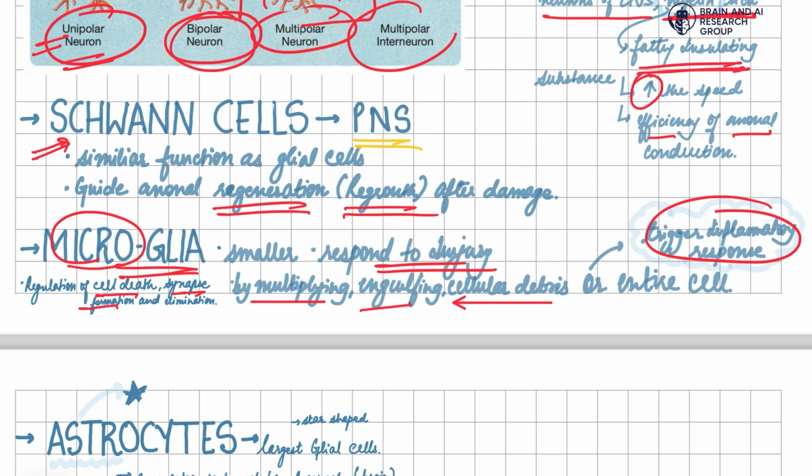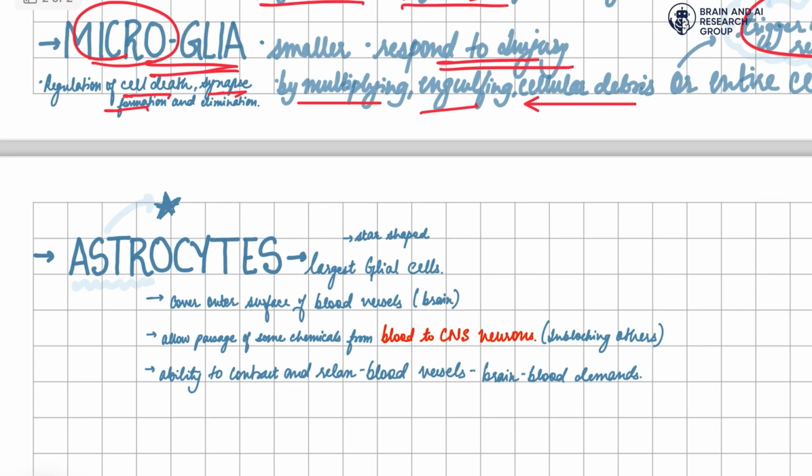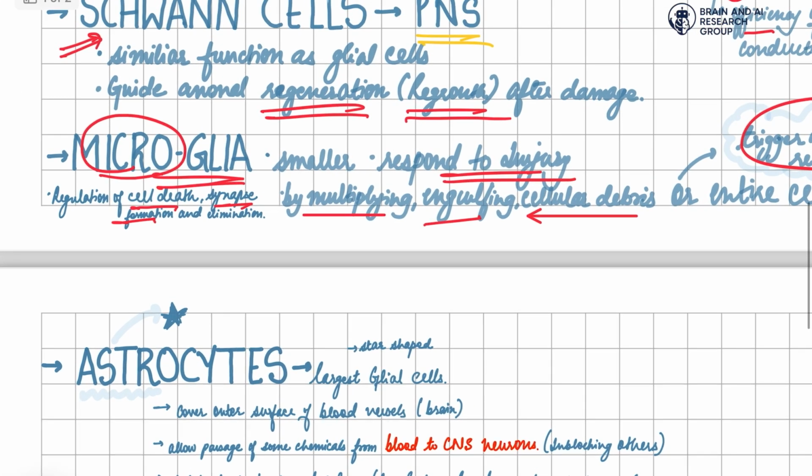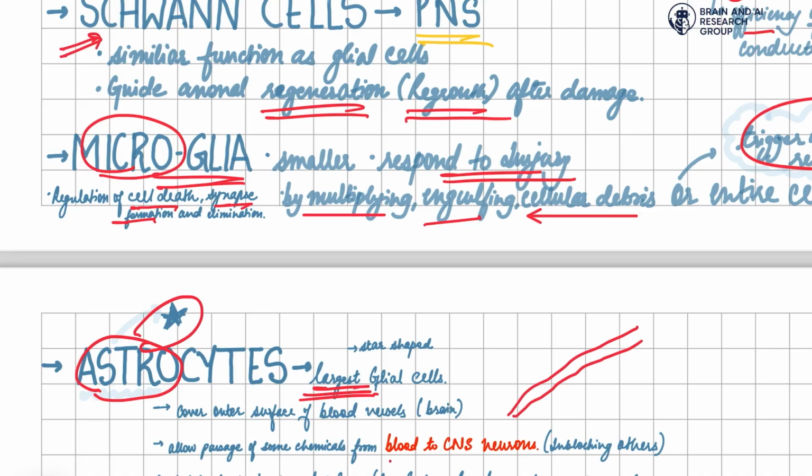Then we have the third type of glial cells, your astrocytes. Astrocytes are the largest glial cells. They are named after their shape: astro means star. They are basically shaped like a star and hence they are named astrocytes. They cover the outer surface of your blood vessels which go towards the brain and allow the passage of some chemicals from your blood to the central nervous system neurons, blocking the others which are not required. They also have the ability to contract and relax the blood vessels depending upon the amount of blood required by the brain.